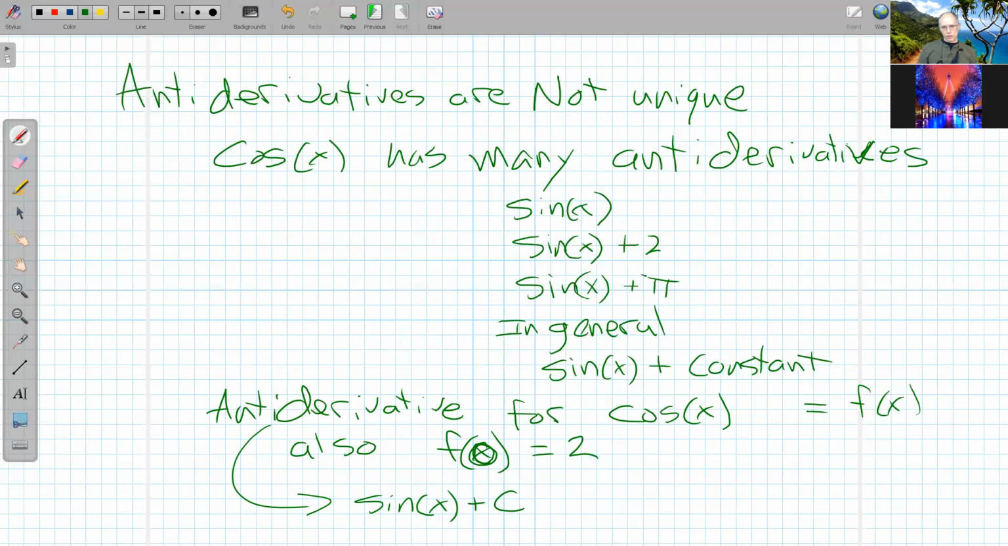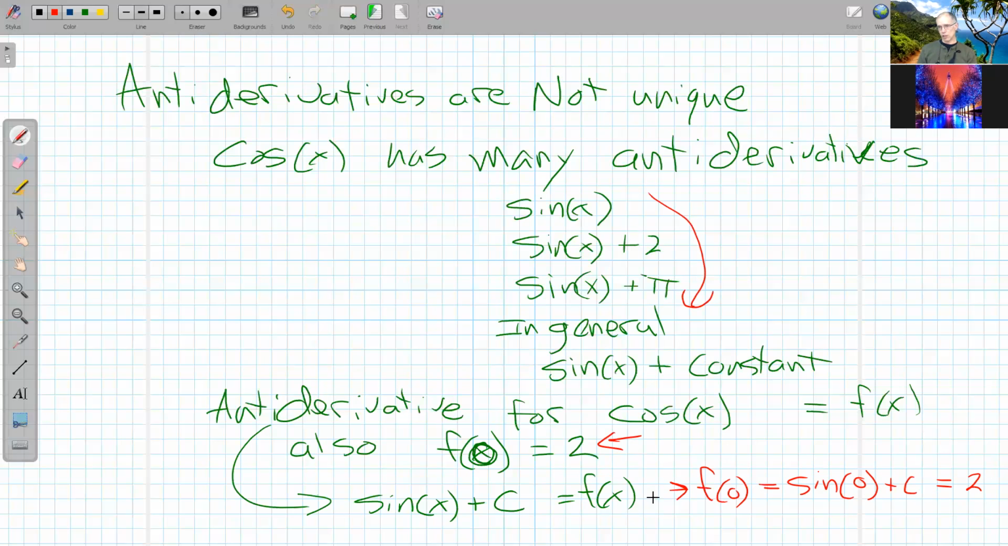And I know, so this is my new f of x, I know that if I plug in 0 into that, I should get the answer of 2. So f of 0 would be the sine of 0 plus whatever c is, and I know that the result has to be 2, right? If I'm given that information, I can narrow down which of the many antiderivatives I really want. Well, what is the sine of 0? The sine of 0 is 0, so c would have to be 2.